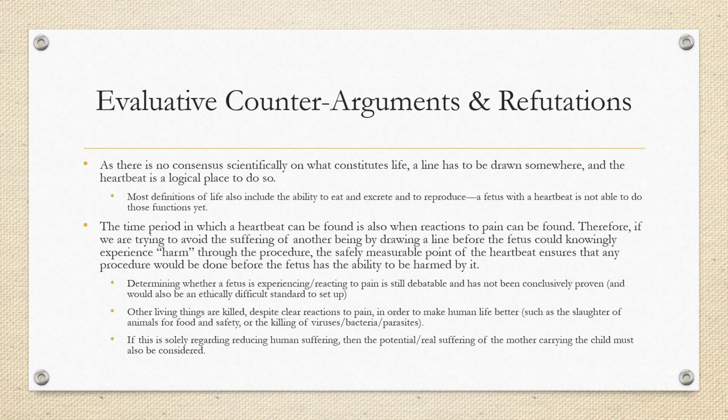Right? Do you see how that works really well to counter that argument when they're saying, well, we have to draw a line somewhere, and this is in all the definitions of life? Well, there's a lot of other things that are in all those definitions of life too. Why are you picking that one over the others? The time period in which a heartbeat can be found is also when reactions to pain can be found. Therefore, if we are trying to avoid the suffering of another being by drawing a line before the fetus could knowingly experience harm through the abortion procedure, the safely measurable point of the heartbeat ensures that any procedure would be done before the fetus has the ability to be harmed by it.